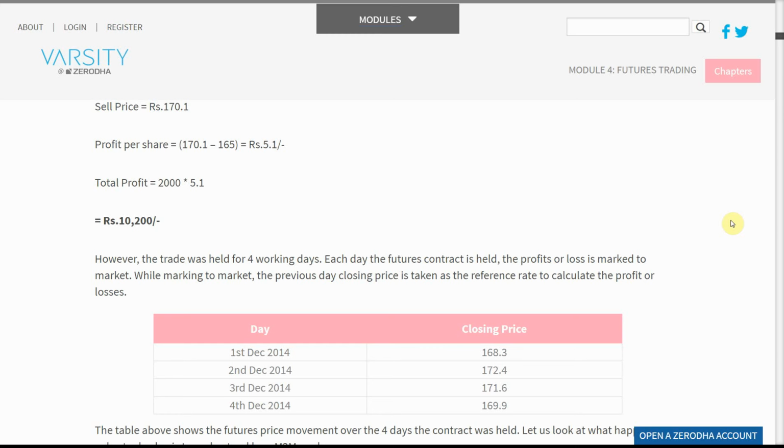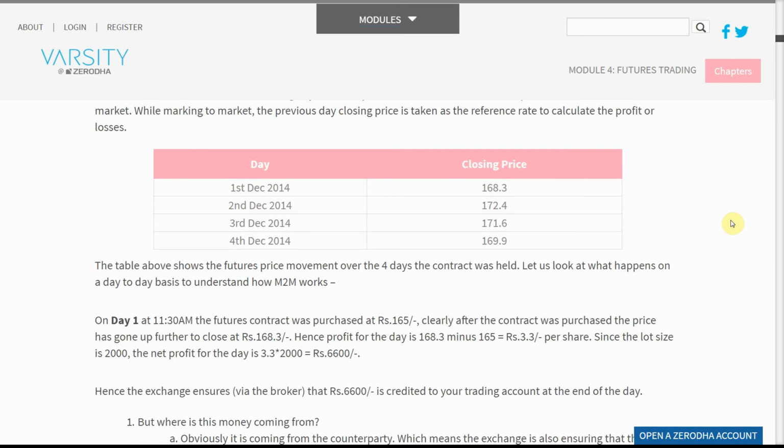However, the trade was held for 4 working days. Each day the futures contract is held, the profits or losses are marked to market. While marking to market, the previous day's closing price is taken as the reference rate to calculate the profit or losses. Day closing prices: the 1st of December 2014, 168.3. The 2nd of December 2014, 172.4. The 3rd of December 2014, 171.6. The 4th of December 2014, 169.9. The table above shows the futures price movement over the 4 days the contract was held. Let us look at what happens on a day-to-day basis to understand how M2M works.